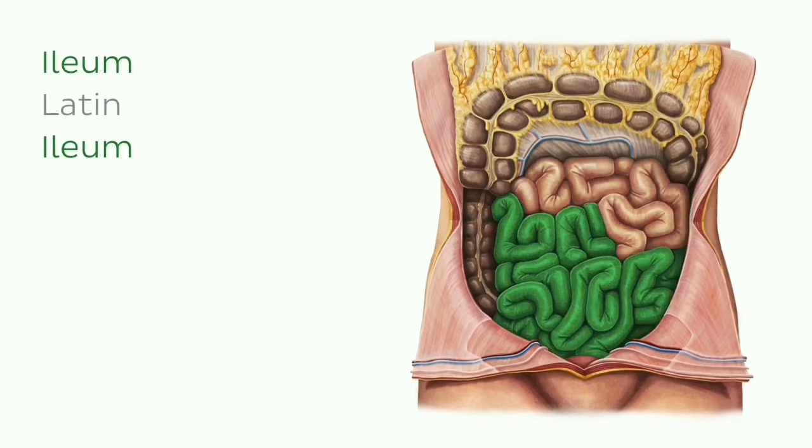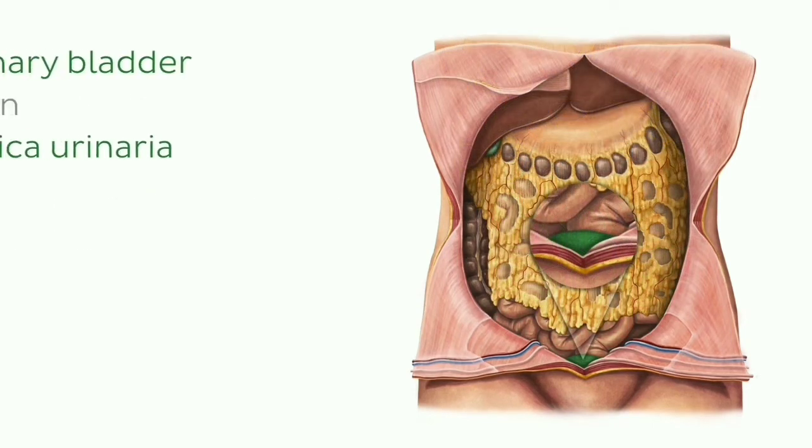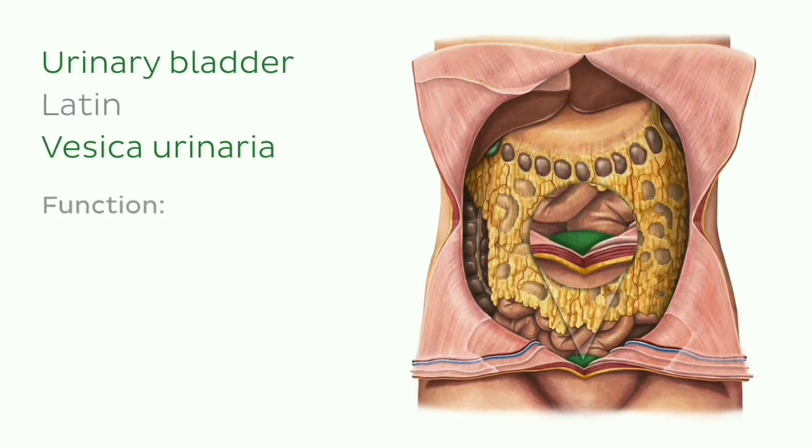Next, we can see the third and final part of the small intestine, which is the ileum. The ileum connects to the large intestine via the ileocecal junction. Inferior to the ileum and moving downwards towards the lower abdomen, we can see the urinary bladder. And the urinary bladder stores urine transported by the kidneys before it leaves the body via the urethra.